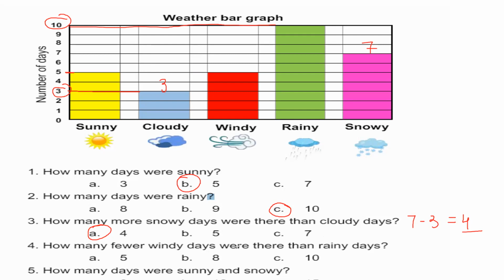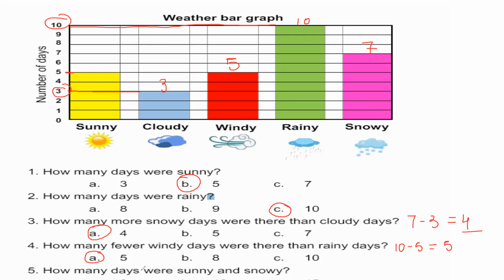How many fewer windy days were there than rainy days? Windy was 5, and rainy was 10. So all we have to do for this one is subtract 10 and 5. 10 minus 5 is going to be 5. So the answer here is definitely 5.